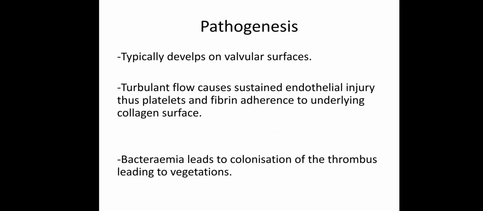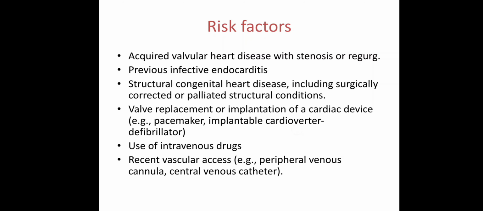What happens? A turbulent blood flow, for example, causes injury to the endothelial surface of the endocardium. If there's an injury, then platelets and fibrin adhere to form a thrombus, and when there's a bacteremia, bacteria stick to that thrombus, leading to the vegetations. We see the vegetations in infective endocarditis, particularly on the valves, on echocardiogram.